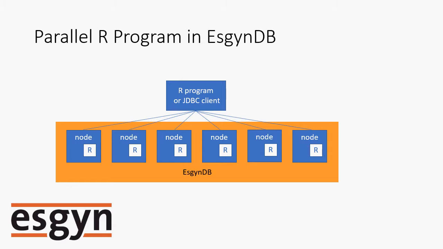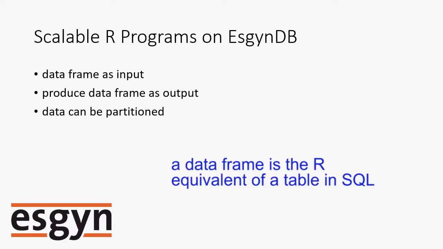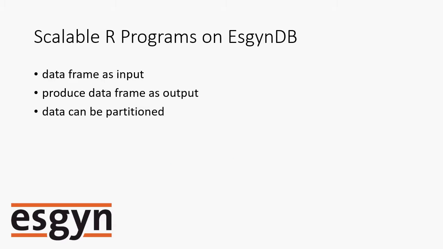To do this, we have to write an R program that follows these three guidelines. The R program will need to accept a data frame as an input. It will have to produce a data frame as output, and it will have to be written such that the data that it processes can be partitioned, and these partitions can be processed in parallel, independently. In other words, it should basically look like a MapReduce program, like a mapper or a reducer in a MapReduce program. Okay, let's take a look at what this will look like in our R environment.